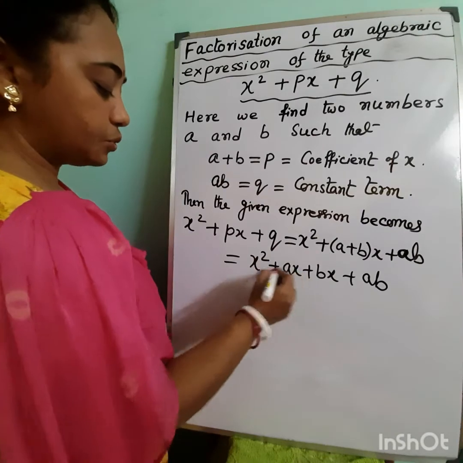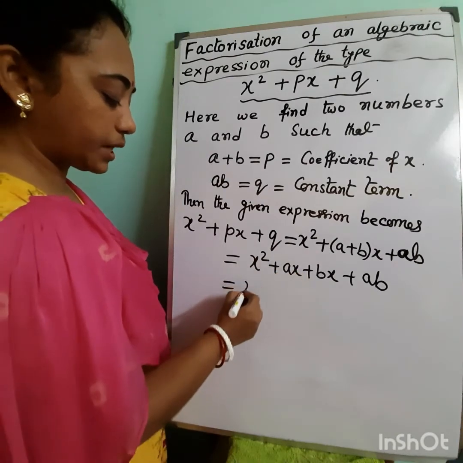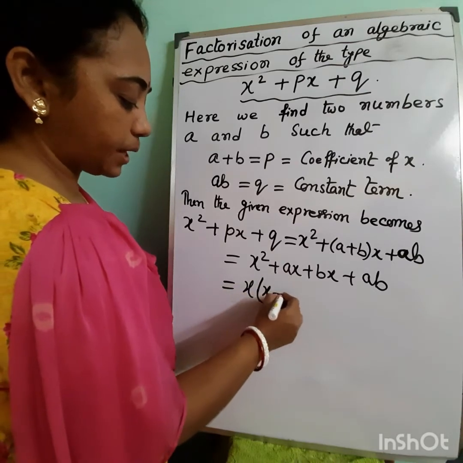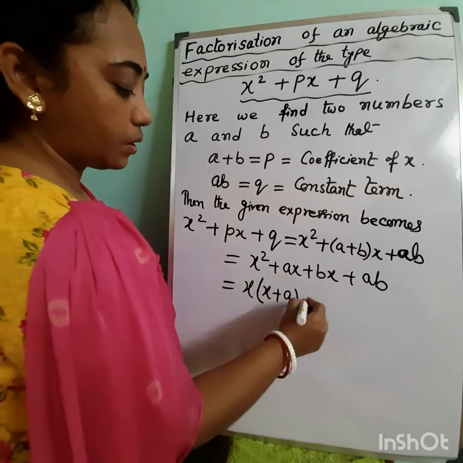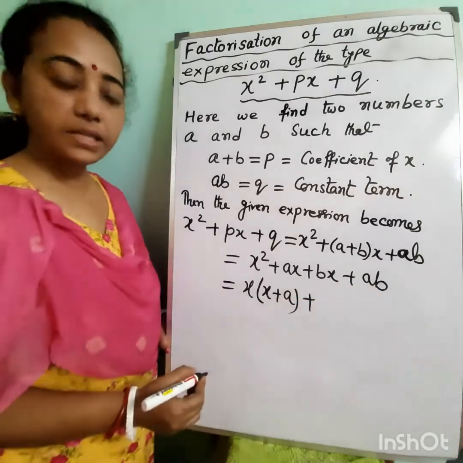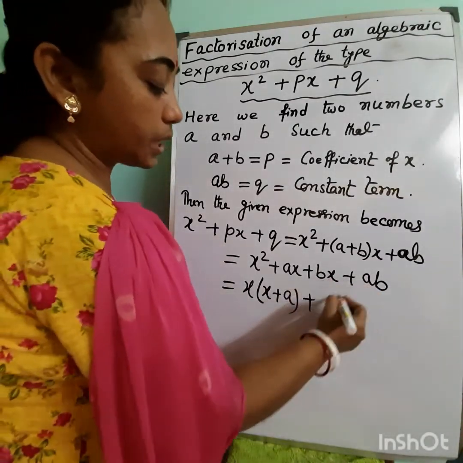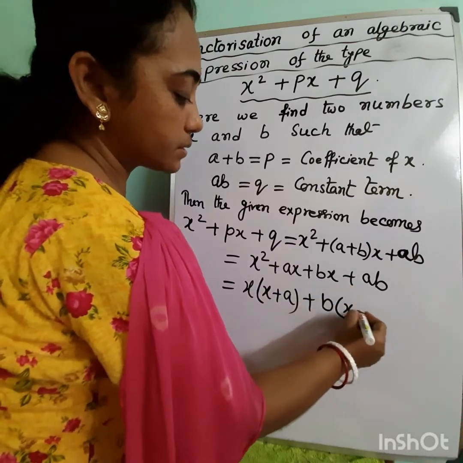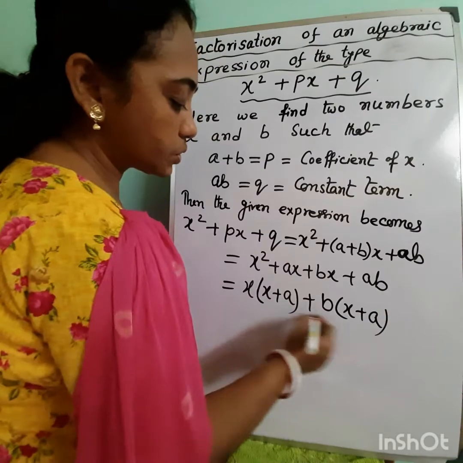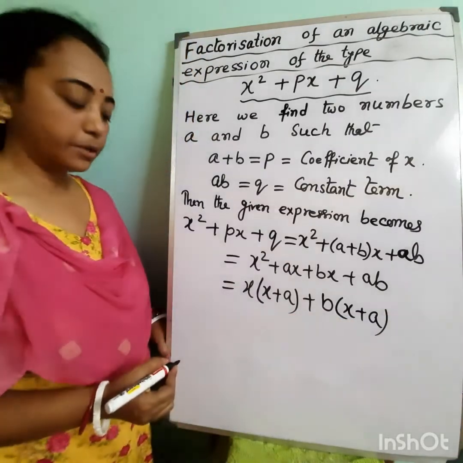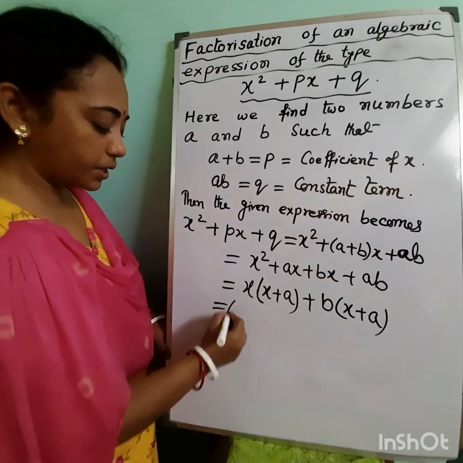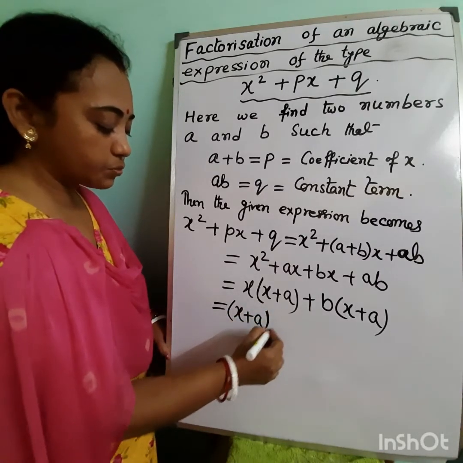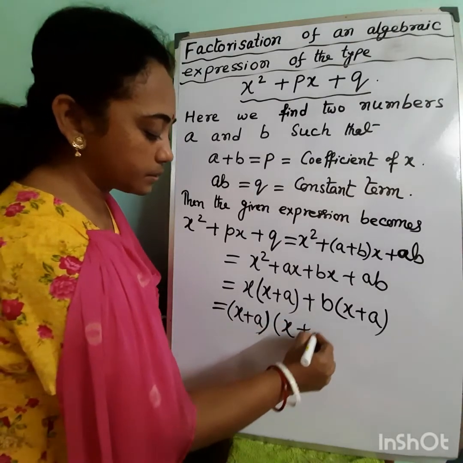Now from the first two terms x is common, so we take out x common, then the other factor will be x plus a. Also from the second two terms b is common in both the terms, so we take out b common, then the other factor will be x plus a. Now in these two terms x plus a is common, so again we take out x plus a common from both the terms, then the other factor will be x plus b.